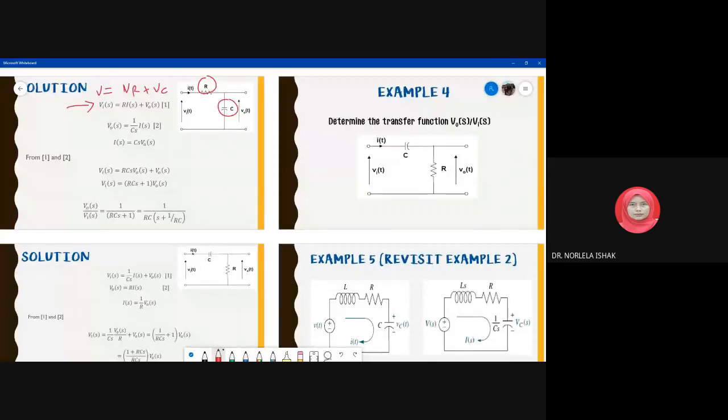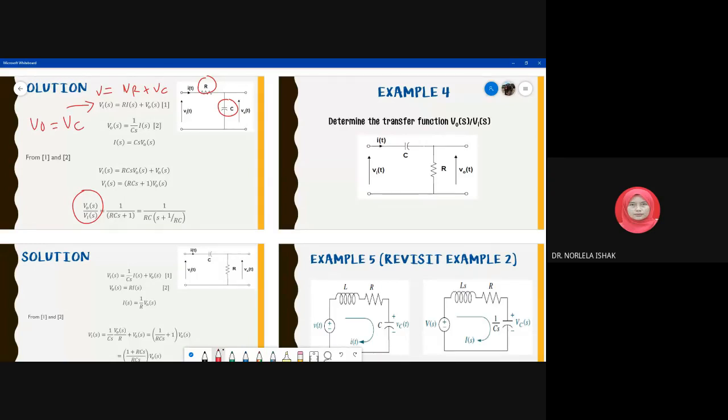But what is the function you want to define? You want to define V naught over VI. But you have to know what V naught is. V naught equals the capacitor voltage, right? V output equals the capacitor voltage.